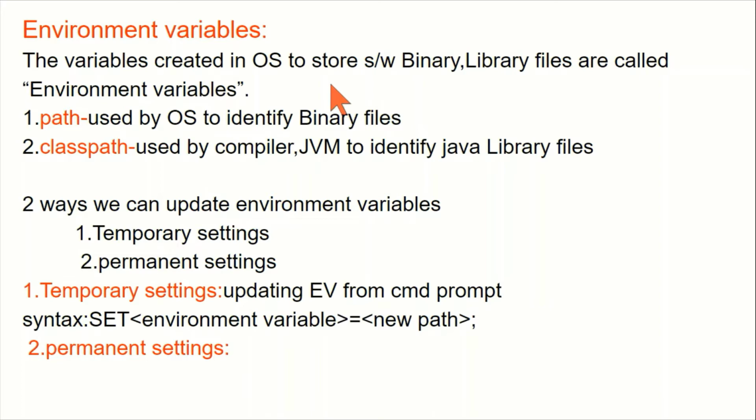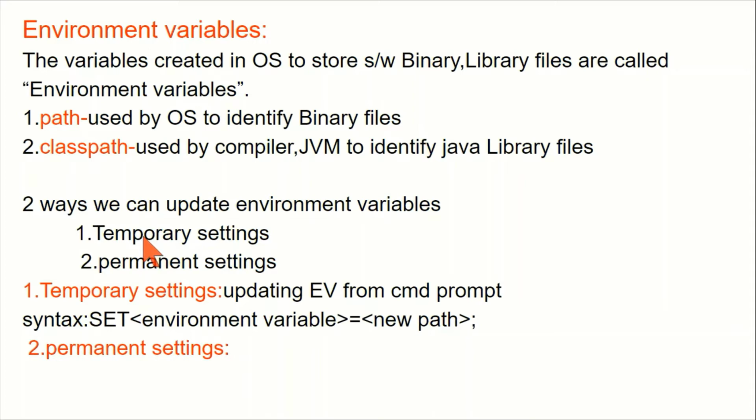What are binary and library files? I have explained in the previous video. I will give the link in the description. Go and watch. What is meant by path? Path is used by the operating system to identify binary files, and class path is used by the compiler and JVM to identify Java library files.